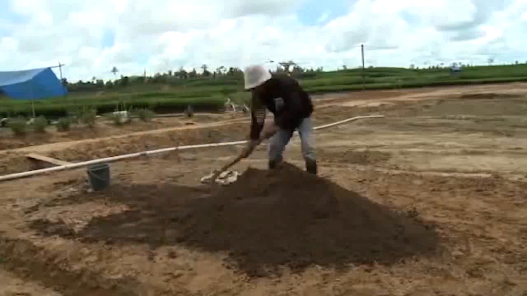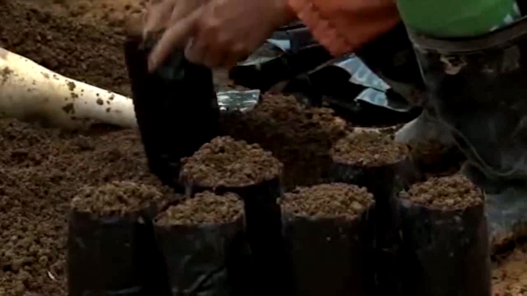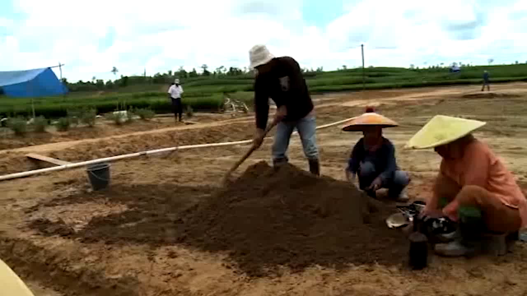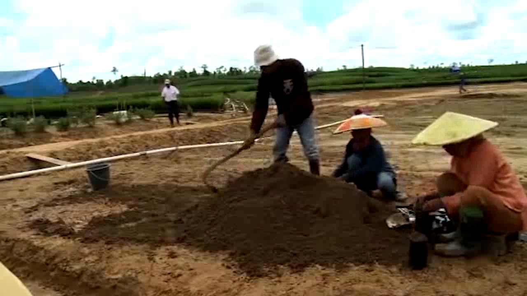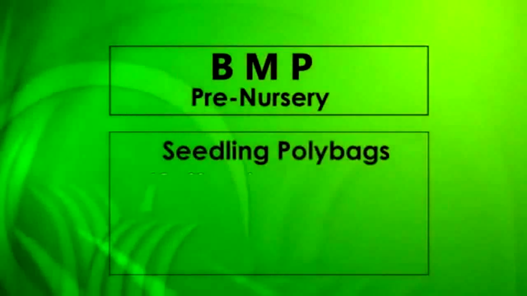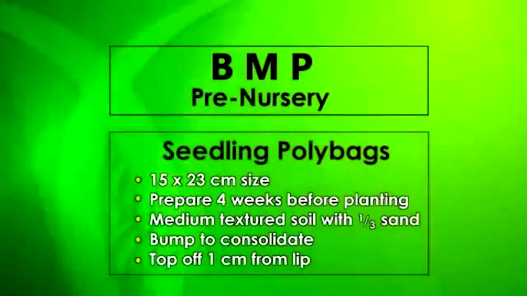4 weeks before seed planting, the polybags are filled with medium-textured soil, with at least a third of sand, and bumped to consolidate. After consolidation, small amounts of soil are added to top off the polybags. The soil level needs to be roughly 1 centimeter below the lip of the polybag.